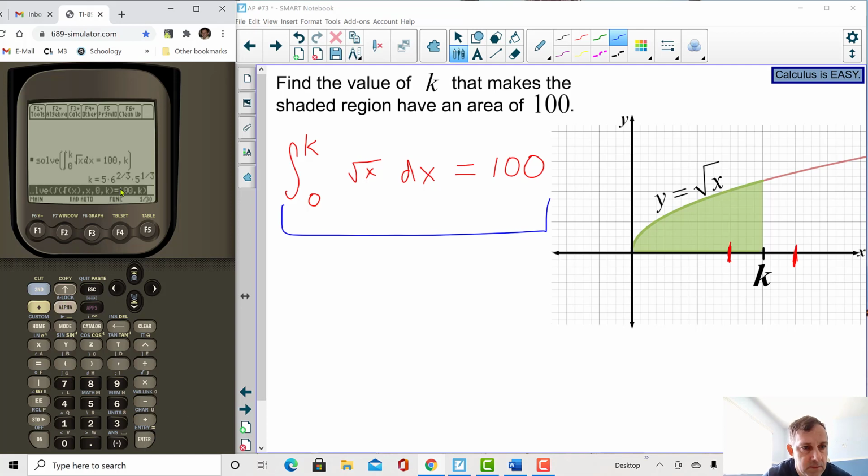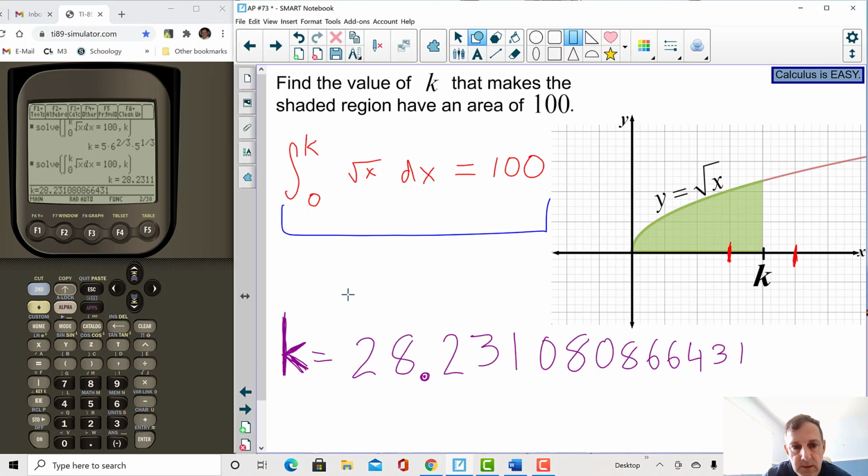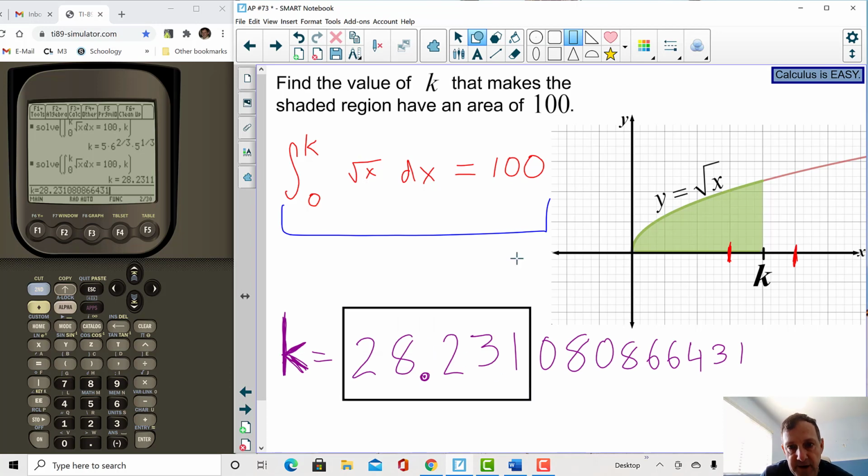Then we'll push enter. Now it gave me some really weird value, so let me push green enter, and then I'll get my decimal approximation. You'll notice that it's only showing 4 decimals of accuracy here, but you can always go up, push enter, and then it'll give you a lot of decimals of accuracy. I prefer to truncate it, so I'm just going to put 28.231. That'll be our final answer for k. If we allow k to be 28.231, then this integral will equal 100.